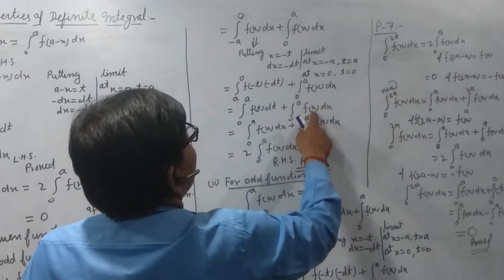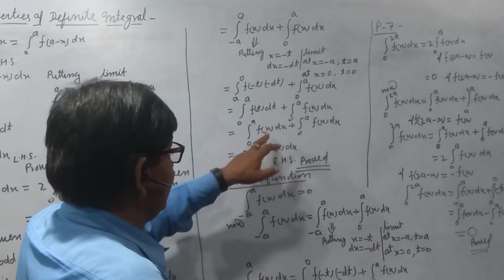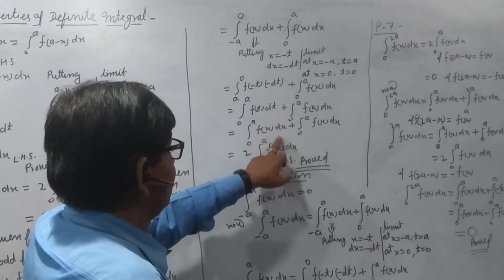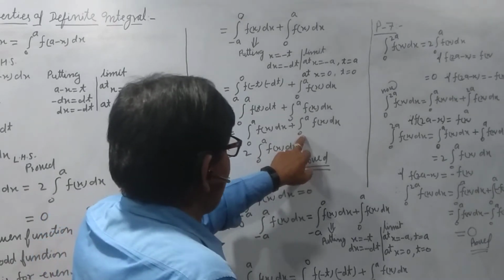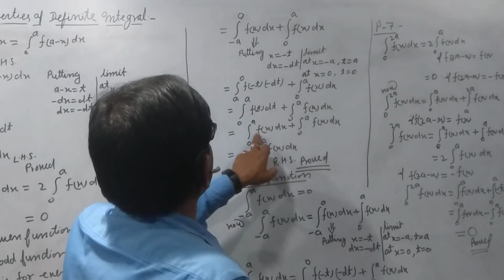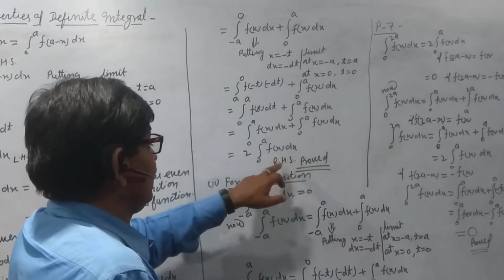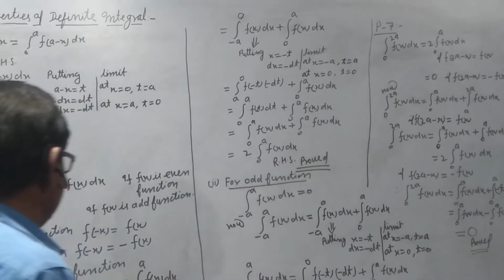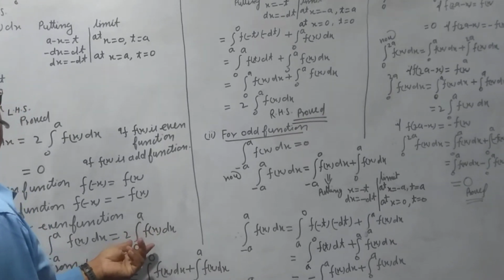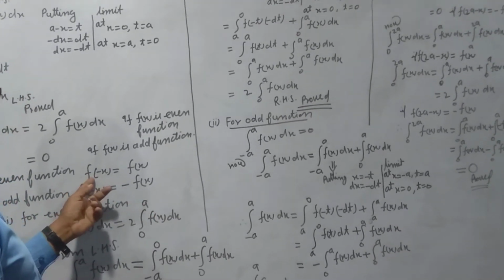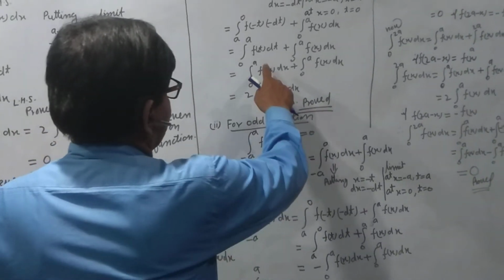The integral of f(t) dt can be written as the integral from 0 to a of f(x) dx, and the other part is also the integral from 0 to a of f(x) dx, so this will be 2 times the integral from 0 to a of f(x) dx. This is the right hand side, since f(minus x) equals f(x) for an even function.